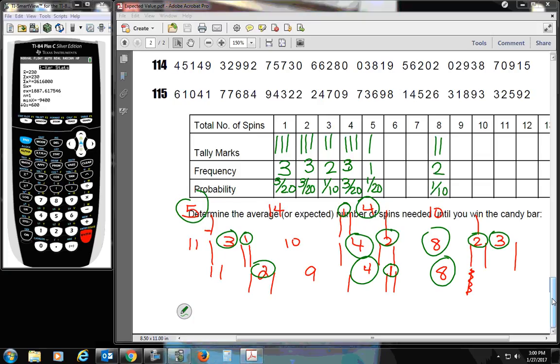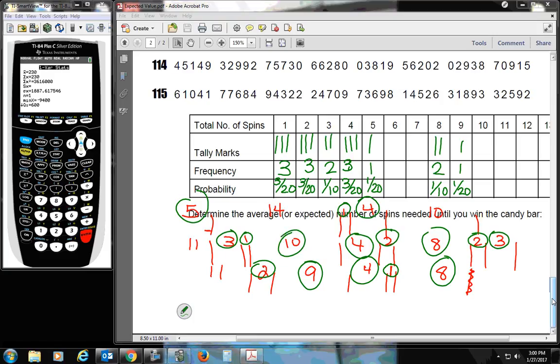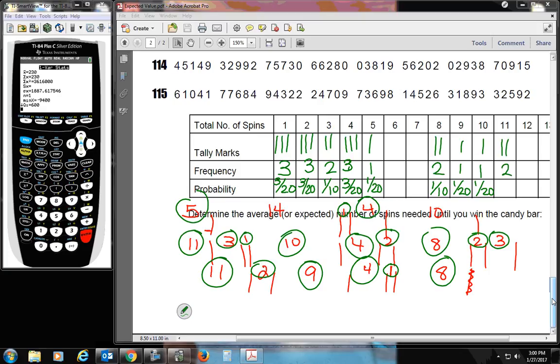And then I do see 1 9, so 1/20th. I see 1 10, so 1/20th. I see 2 11s. That appears to be all. So it's 2 11s, which again is 1/10. I don't have any 12s, I don't have any 13s, but I do have a 14.